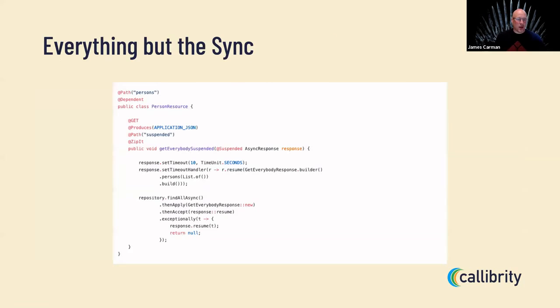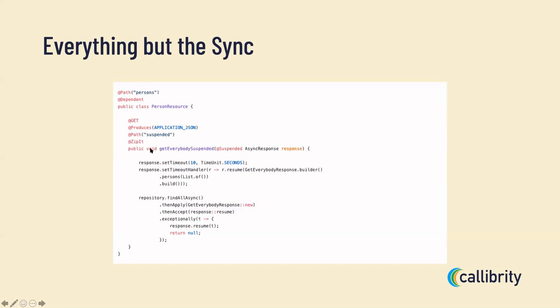Oh, okay. So there's a couple of patterns for doing asynchronous processing, reactive, whatever you want to call it, in JAX-RS. The first that they introduced is this notion of a suspended request. This is kind of a weird pattern. This is a get, but it returns void, right?